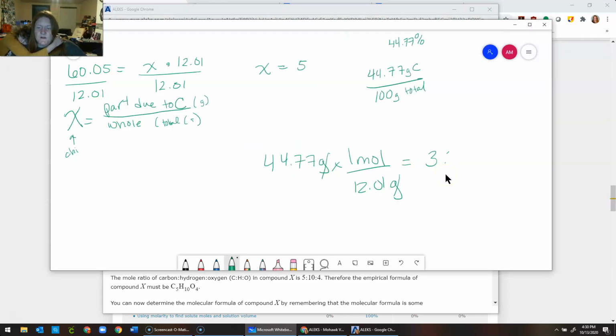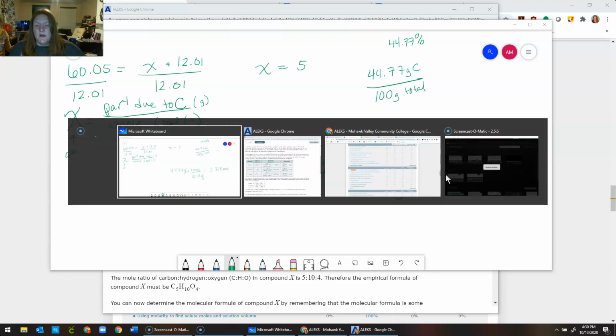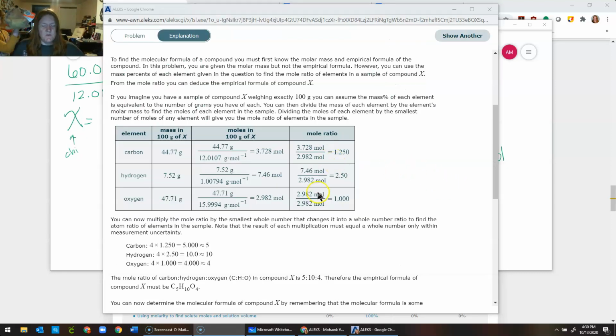All right, and so they did that for each one of them to get the relative number of moles, and then they take it and find whichever one is the lowest. Okay, stop. Whichever one is the lowest, and they divide them all. All right, and that gives you what we call the ratio. All right, mole ratio is this number and this number.